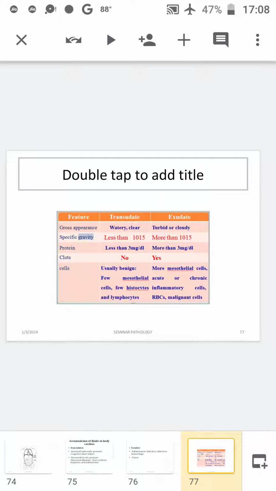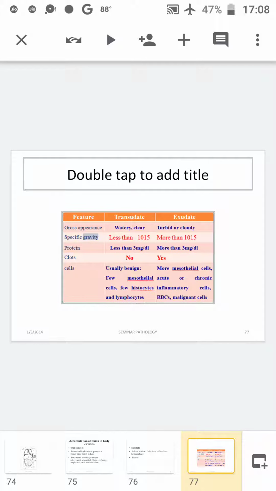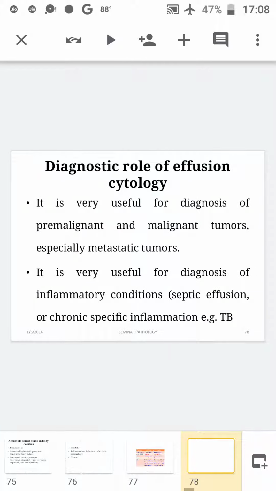Specific gravity will be less in transudate, more in exudate. Protein is less than 3 mg per deciliter in transudate, more than 3 mg per deciliter in exudate. Clot is absent in transudate, present in exudate. Generally, you will see benign cells in transudate, and in exudate, malignant cells can be noted.